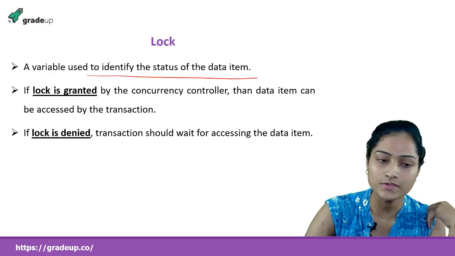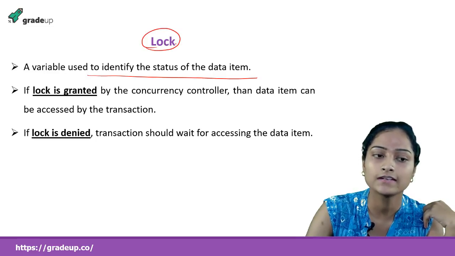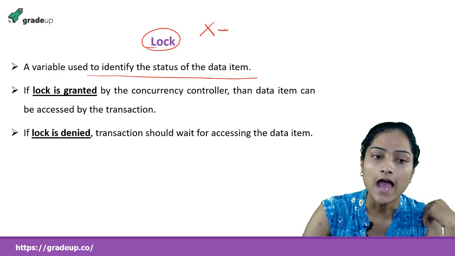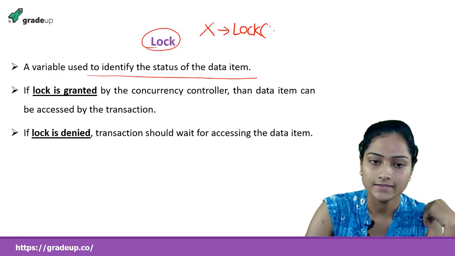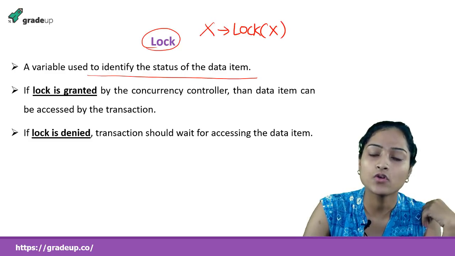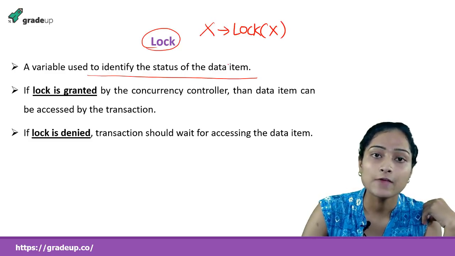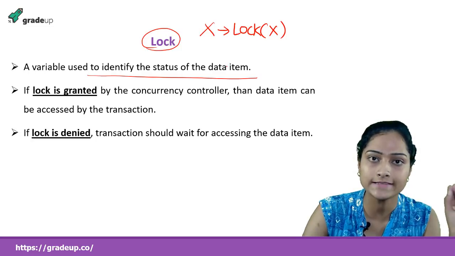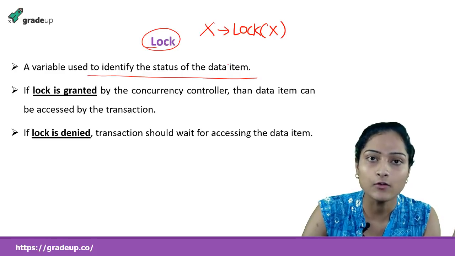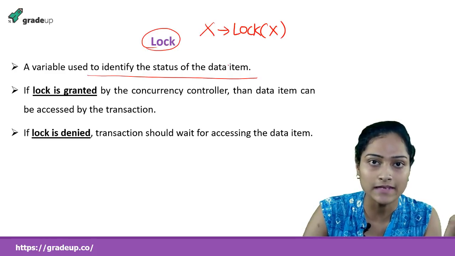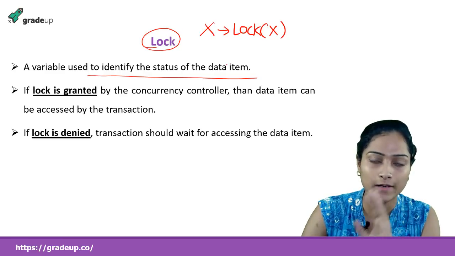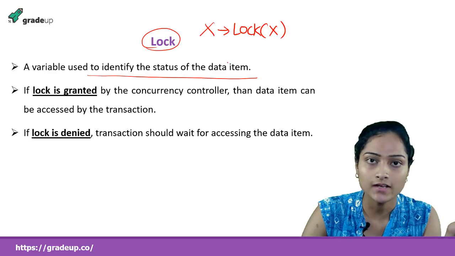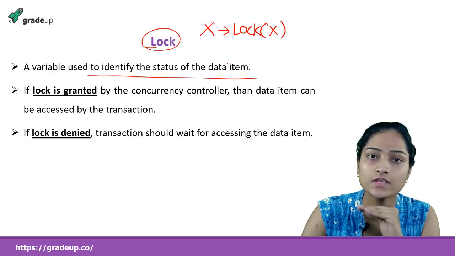We are going to use a lock variable for each and every data item. How are we going to use it? Suppose I have some data item X, I will use lock of X. How will it work? See, if a particular transaction T1 wants to use this data item X, wants to access this data item X, it will request our concurrency controller in database management system that I want to use this particular data item. Then our concurrency controller is going to check whether some other transaction is using it or not.